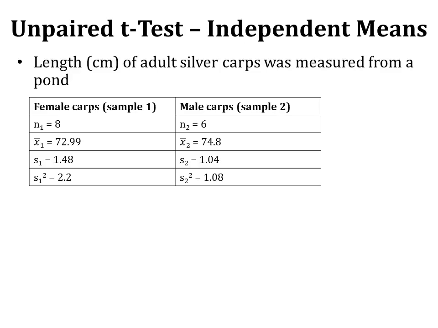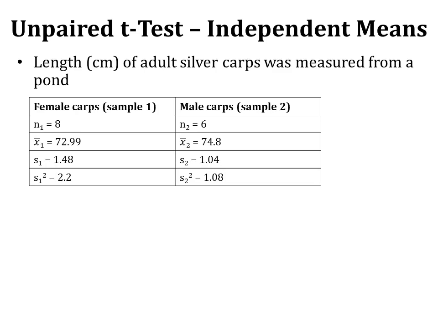Now we are going to start the calculation. We are going to see how this t-test is executed. We are going to take the example of the length of adult silver carps measured from a pond. We have two groups or two populations, the female silver carps and the male silver carps.